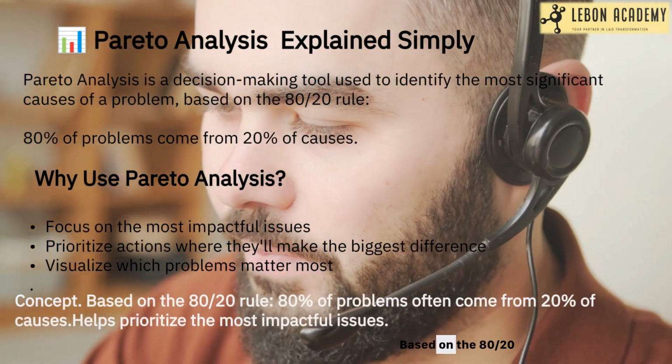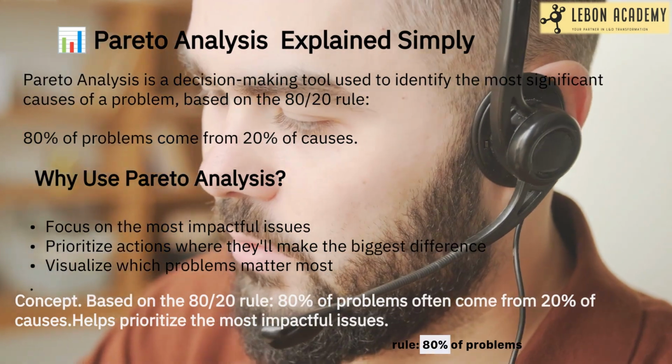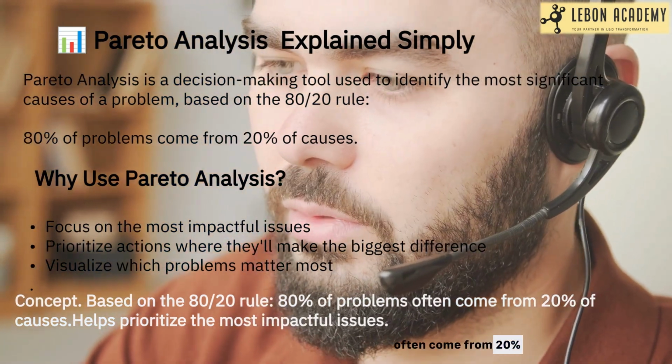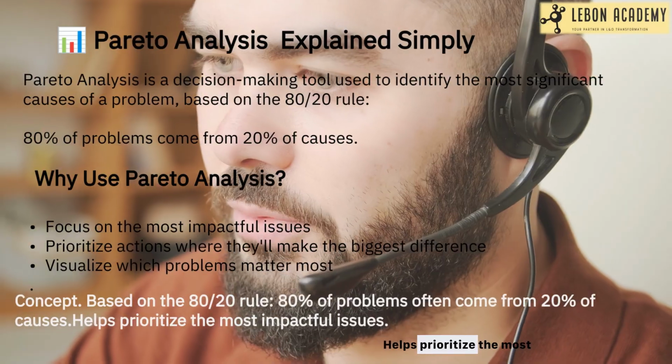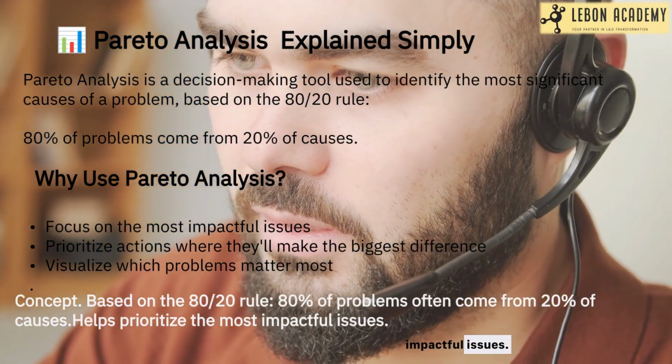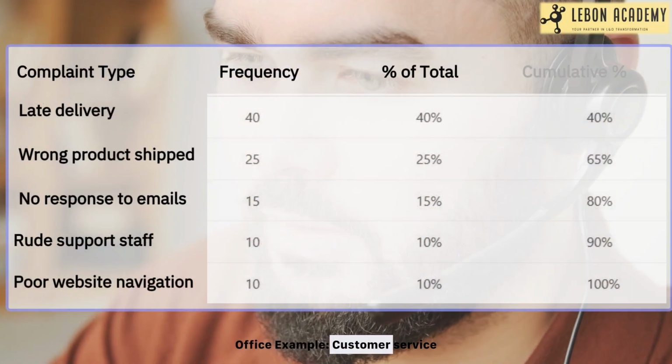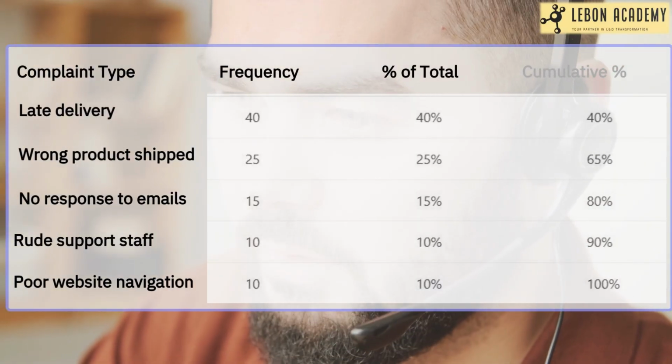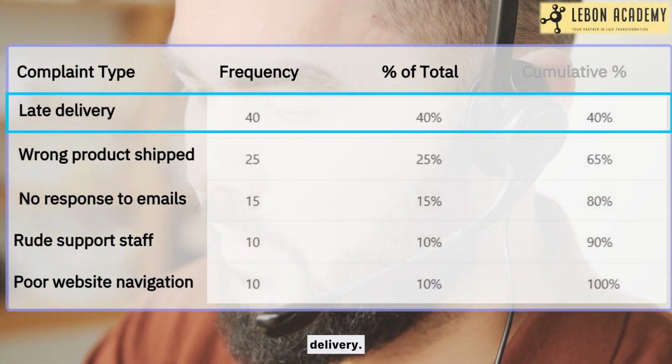Concept: based on the 80-20 rule, 80% of problems often come from 20% of causes. Helps prioritize the most impactful issues. Office example: a customer service department received 100 complaints last month. Complaint type is late delivery.